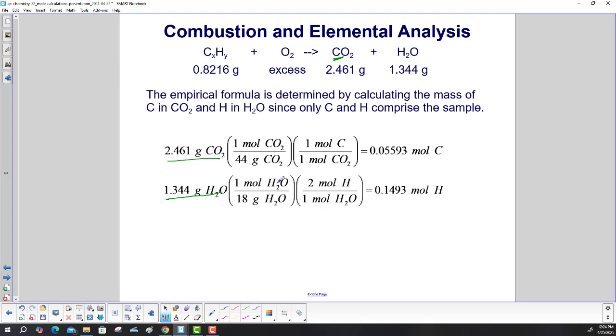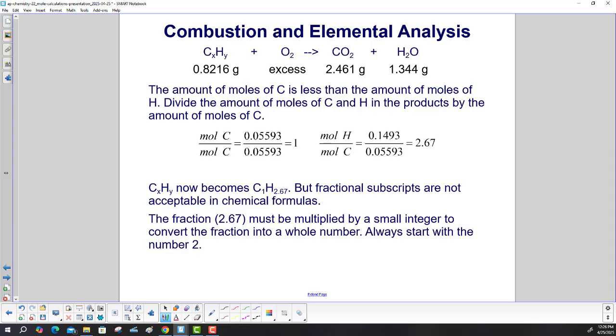1.344 grams of water. 1 mole of water is 18 grams of water, and we have 2 moles, there's 2 over here, of hydrogen for every mole of water. Carry out the unit conversion and the math, and we get 0.1493 moles of hydrogen. The amount of moles of carbon is less than the amount of moles of hydrogen. Divide the amount of moles of carbon and hydrogen in the products by the amount of moles of carbon. So moles of carbon divided by moles of carbon, that's just going to be 1. Then moles of hydrogen over the moles of carbon will be 2.67.